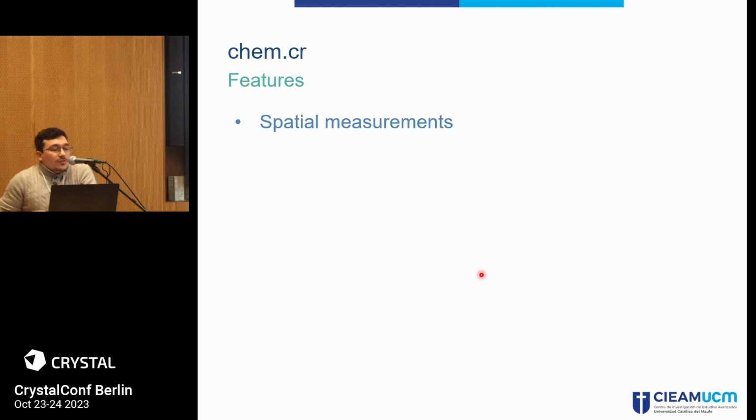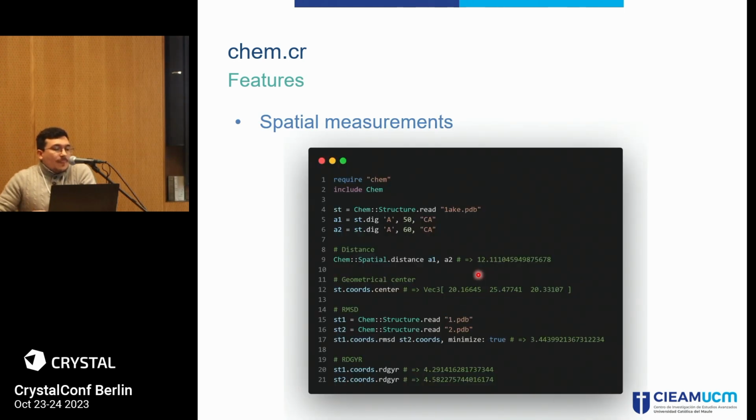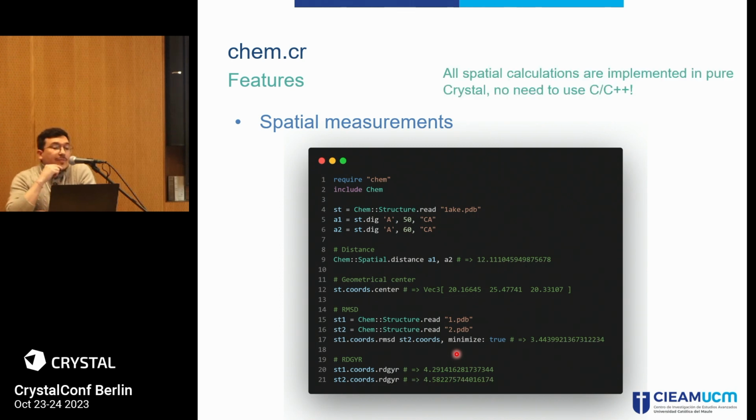You can also do spatial measurements, right? You can select two atoms of the structure and calculate the distance between those atoms, calculate the center, which returns a vector, calculate the RMSD, the root mean square deviation, the radius of gyration, and any other spatial measurements. And the good thing is that all these calculations are implemented in pure Crystal. This doesn't use C.